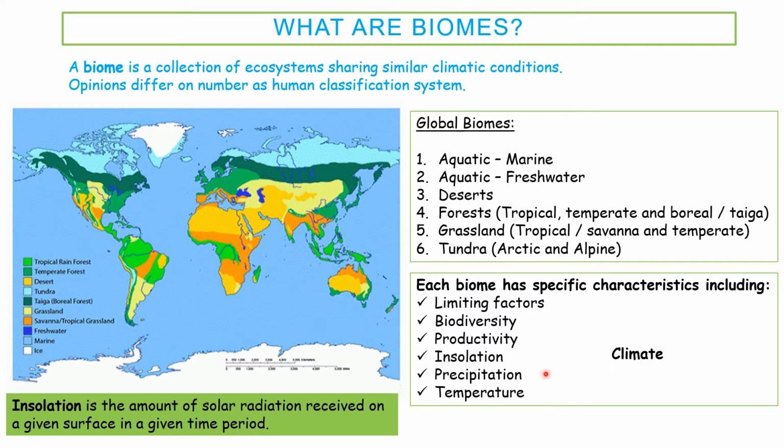Precipitation levels are important. Obviously you want a certain amount of precipitation to allow for effective growth of plants, but not too much at the same time. And temperature obviously is a big factor.